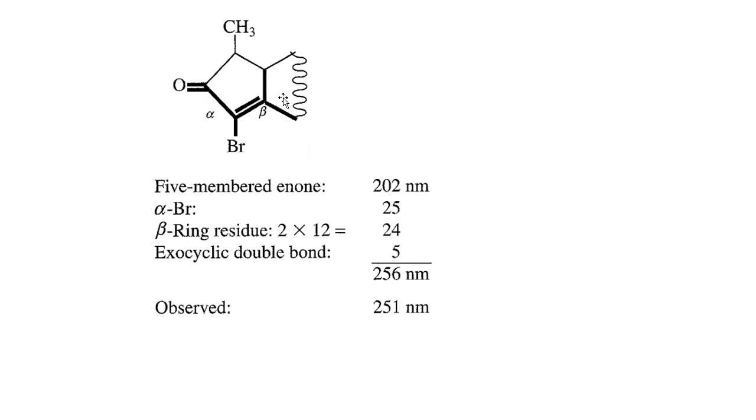Then you can see there are two beta alkyl residues or ring residues, and each of them contributes 12 nanometer. That is why 2 into 12, a total of 24 nanometer, is to be added as the increment. And you can see this double bond which is projected outside this ring, so this can be taken as the exocyclic double bond, and this will contribute 5 nanometer as the increment. Thus the calculated lambda max value becomes 256 nanometer, right?